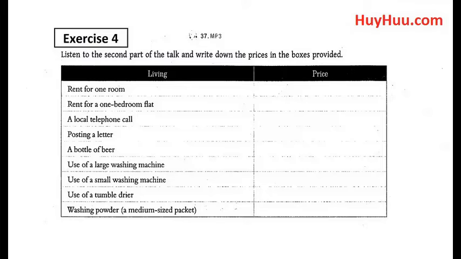Very few international students will have their own washing machines, so it is likely that you will have to do your washing at a laundrette, which is a place where washing machines are provided for the general public. Here are some prices for the use of a washing machine. It's £2.50 for using a large washing machine and £1.80 for using a small one. You have to pay £1.50 for using a tumble dryer, about £2.40 for a medium-sized packet of washing powder.